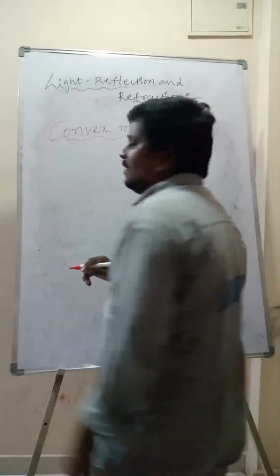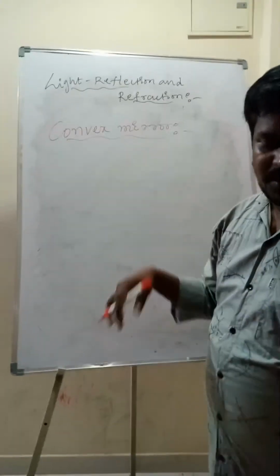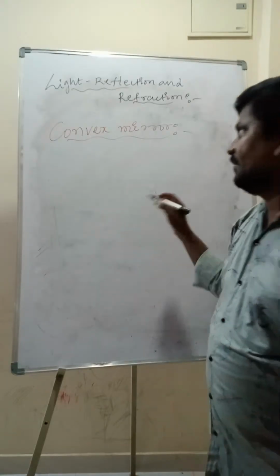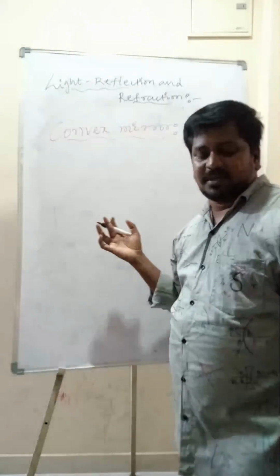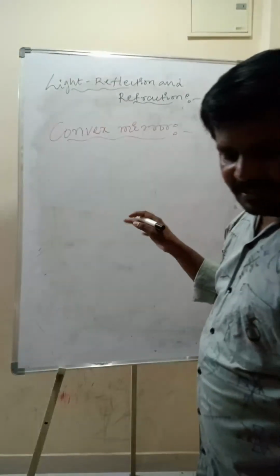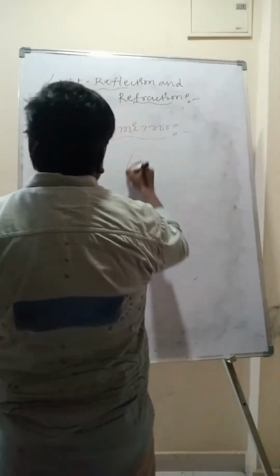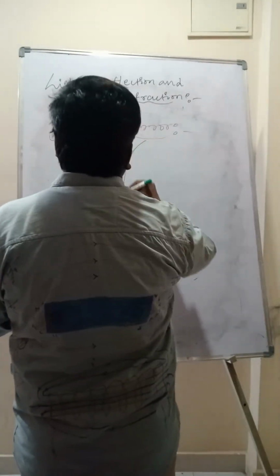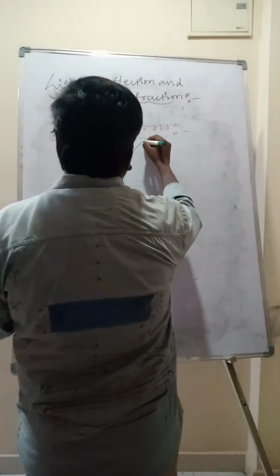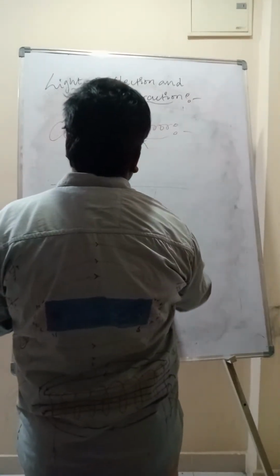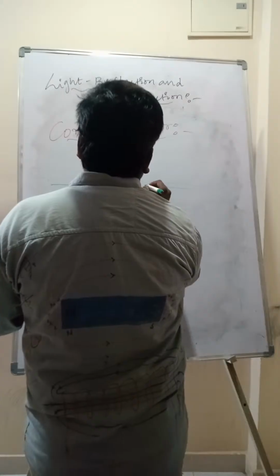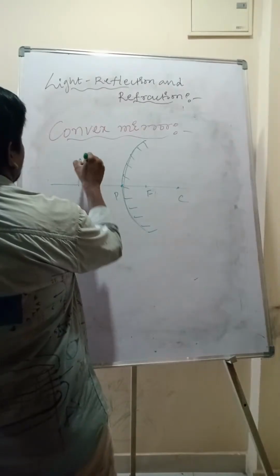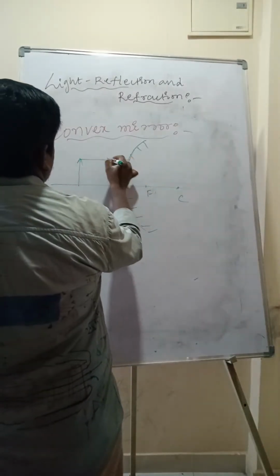So we are working with the convex mirror. There are only two cases in a convex mirror. It is also known as a diverging mirror. One is when the object is at infinity. Pole, focus, center of curvature. Object is at infinity. One light ray I am taking like this.